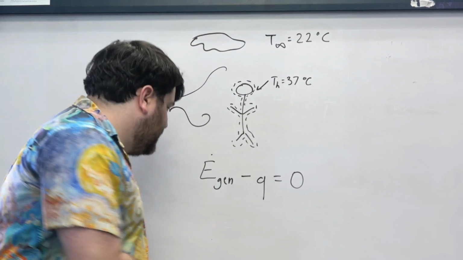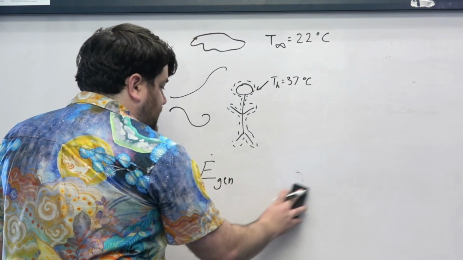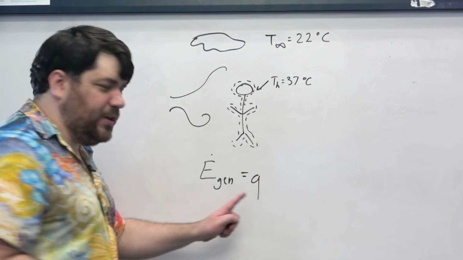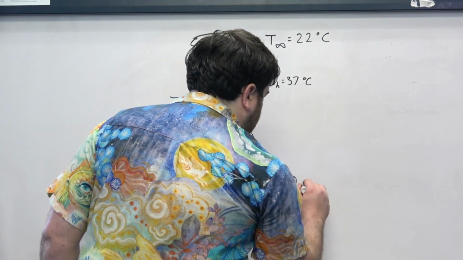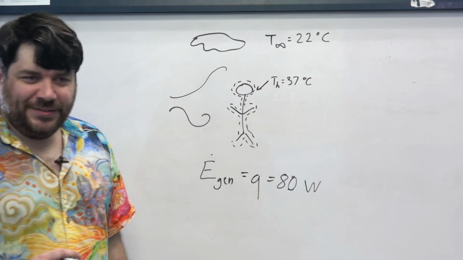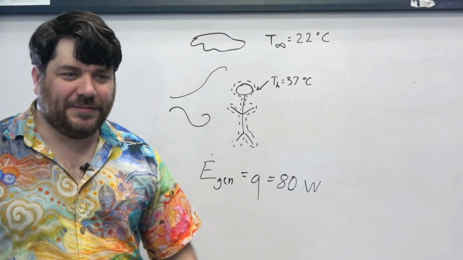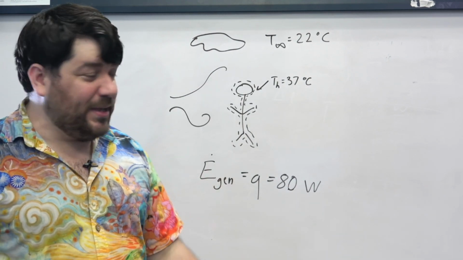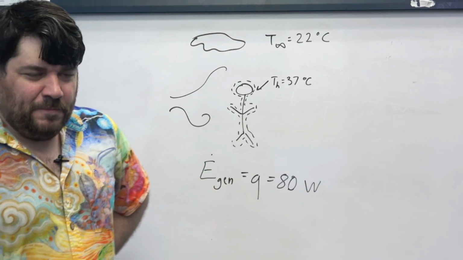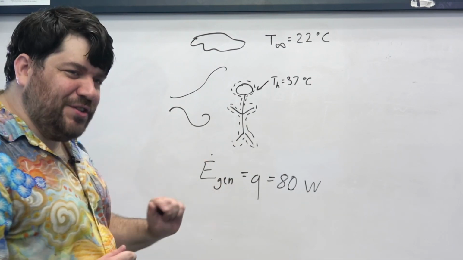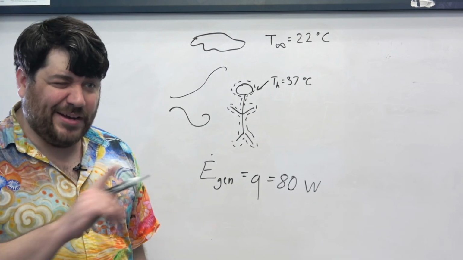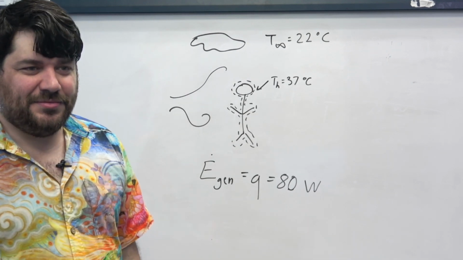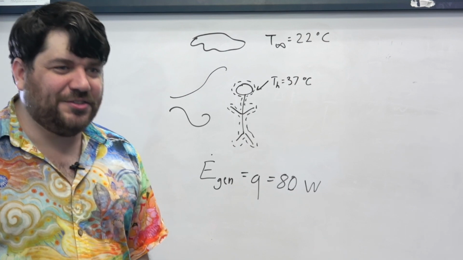In other words, E dot gen, the energy generation rate inside of our human bodies, has to be precisely equal to Q, which has to be precisely equal to 80 watts, okay? So if we are constantly emitting at a rate of 80 watts, we have to be generating energy at a rate of 80 watts too to compensate, to be able to stay at this temperature forever. But that's not quite the answer, right? Because this is the energy generation, but we also have to talk about the volumetric energy generation. And how do we relate the net energy generation to the volumetric energy generation?